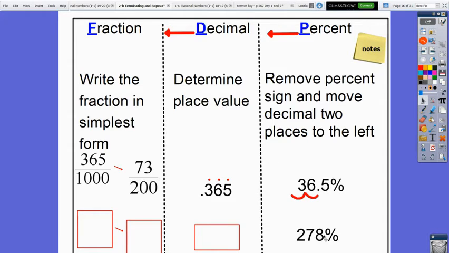All right, 278%. So right away we say, oh, this is more than 100%. It's going to be more than one whole.